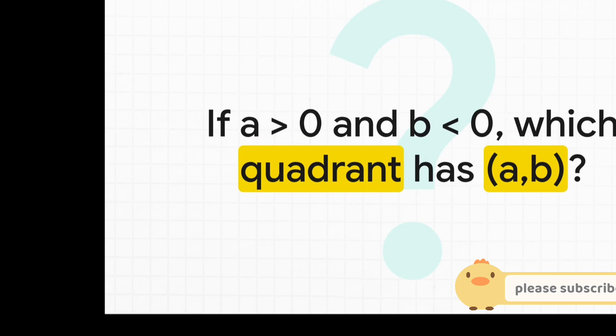Really think about what greater than 0 and less than 0 mean for your positive and negative signs, and just match it up to our quadrant rules. I'm going to let you ponder that one.